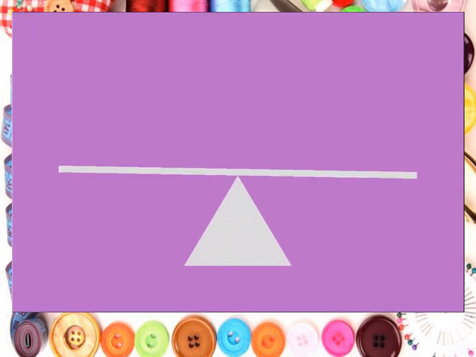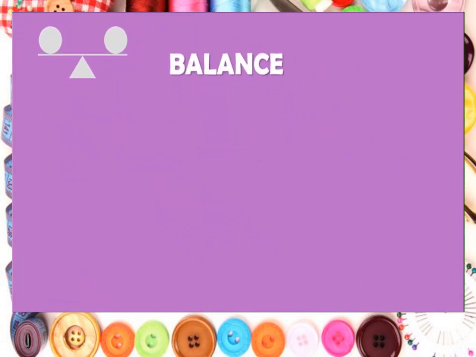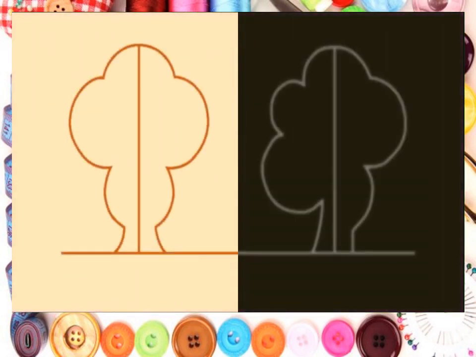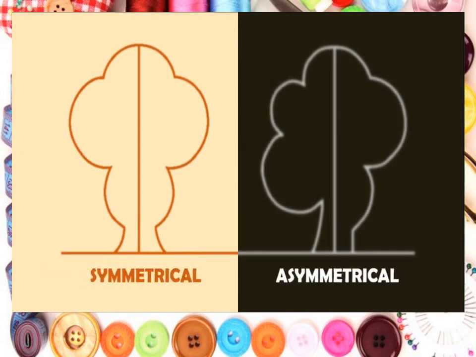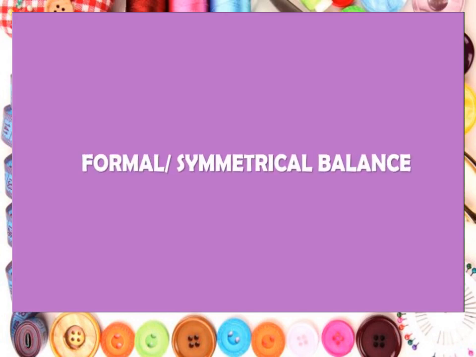A simple concept to understand is balance. It is the feeling of rest and equilibrium. This is essential to the total design of a costume. There are two types of balance, and in fact, they relate to more than just fashion design. These two types relate to almost any type of design and art. Symmetrical and asymmetrical balance are the only two types that designers and artists use when it comes to balance of their piece.